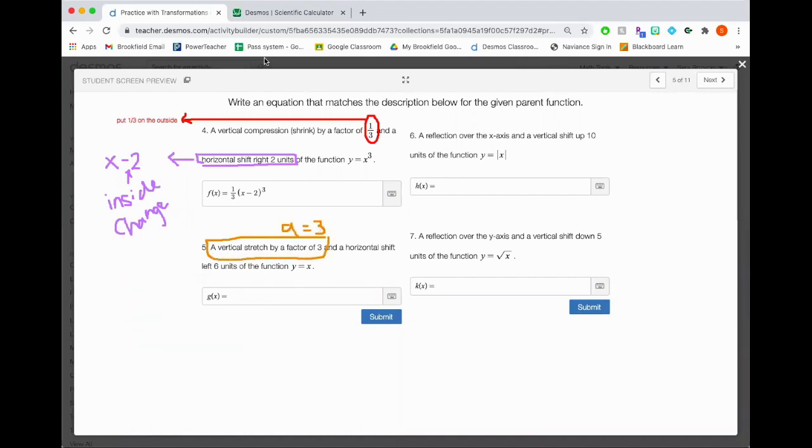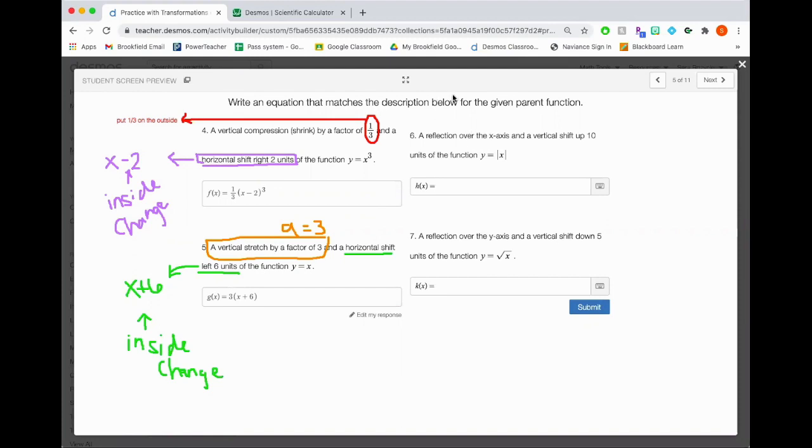For number 5, we want to stretch by a factor of 3, which means a equals 3. So we're going to put a 3 on the outside. So it's going to be g of x equals 3. Then we have a horizontal shift to the left 6 units. Left 6 units means x plus 6. Again, inside change, so it needs to be in parentheses. Our function here is the linear, so there's no squared, there's no square root, there's no absolute value, nothing. I'm just going to have parentheses x plus 6. So that's 4 and 5.